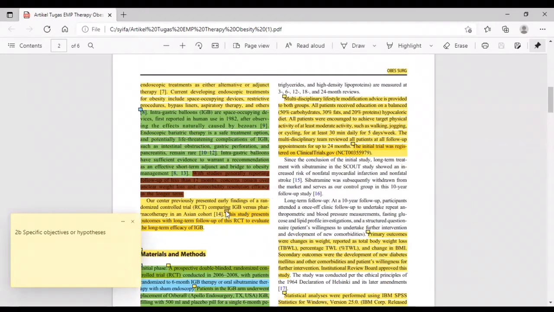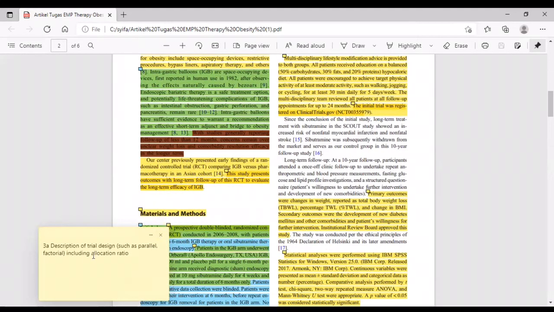Next is 2B. The checklist is specific objective or hypothesis in the introduction section. This study presents the outcome with long-term follow-up of this RCT to evaluate the long-term efficacy of IGB.